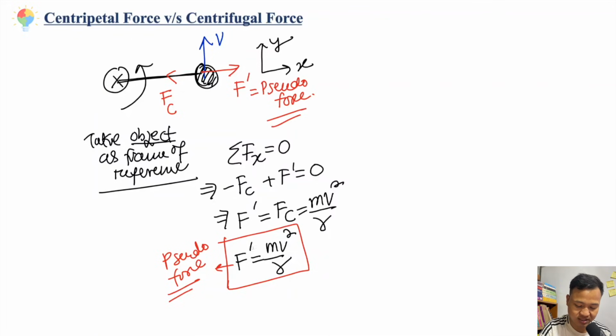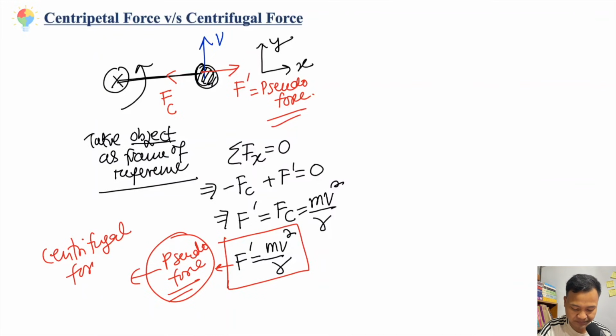The pseudo force has magnitude mv square by r, and the centripetal force is also mv square by r. Now it is opposite to the centripetal force. It gets cancelled out with the centripetal force. Okay, so this pseudo force is called centrifugal force. It is a pseudo force. It is the centrifugal force, the opposite of the centripetal force.